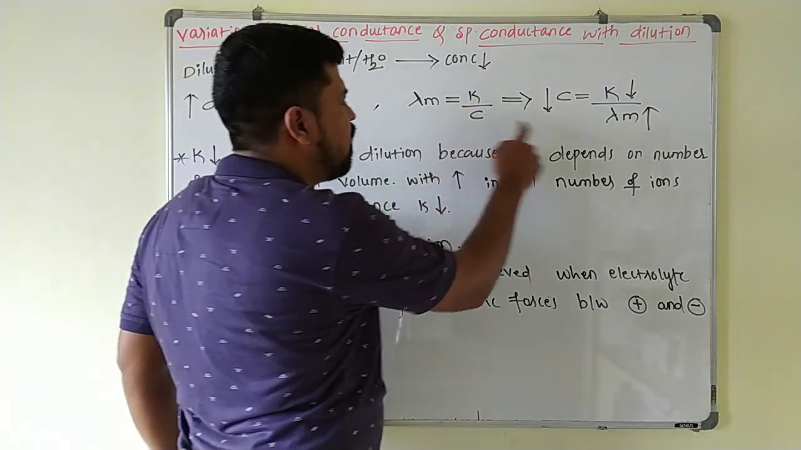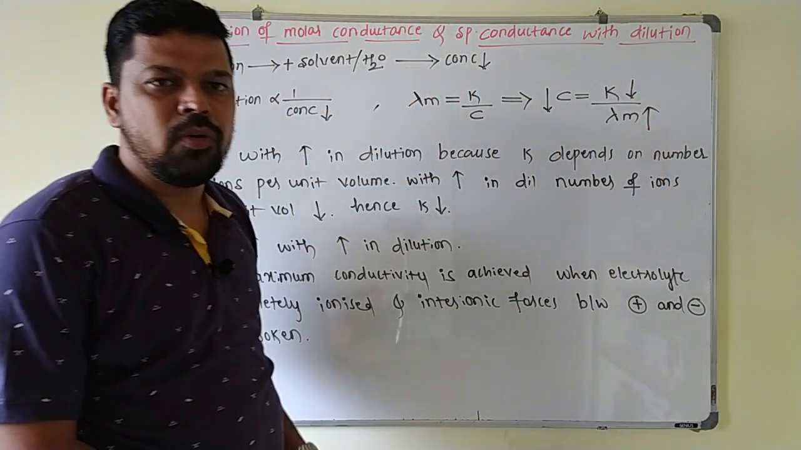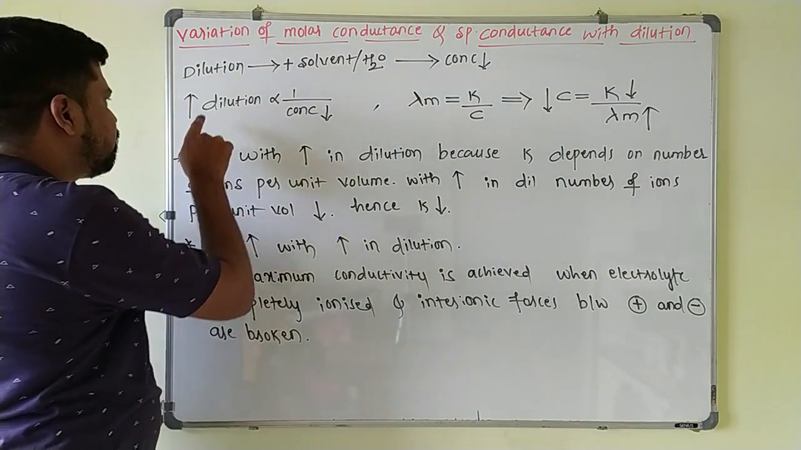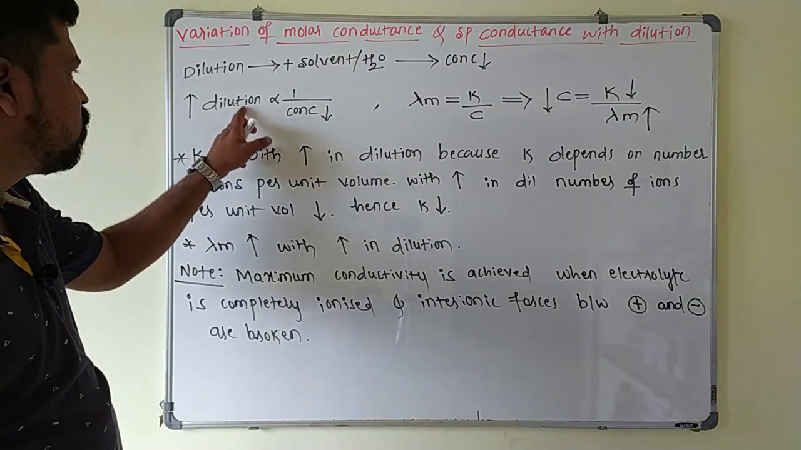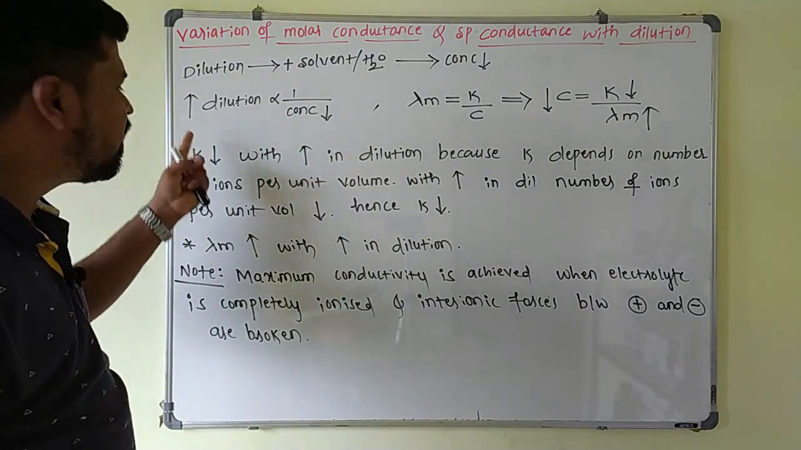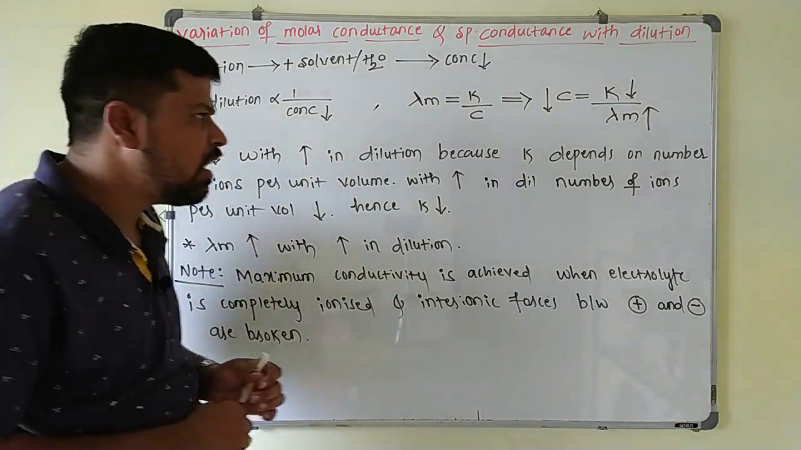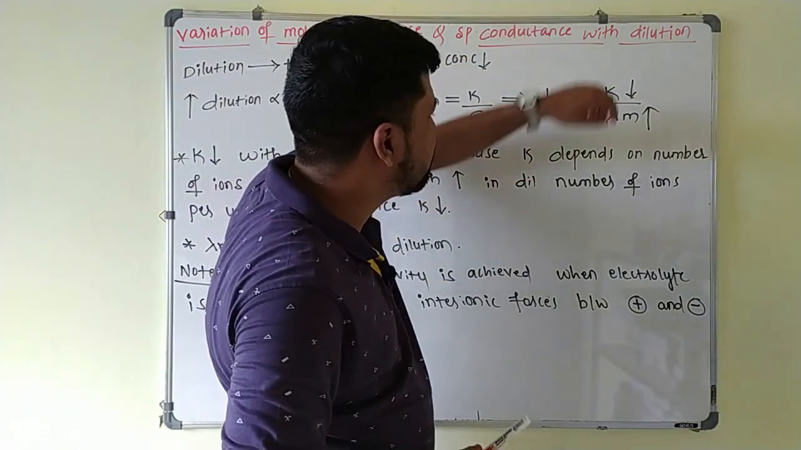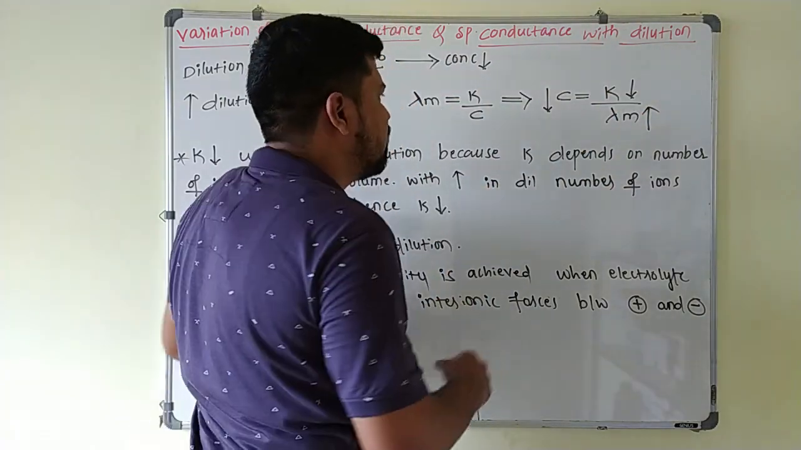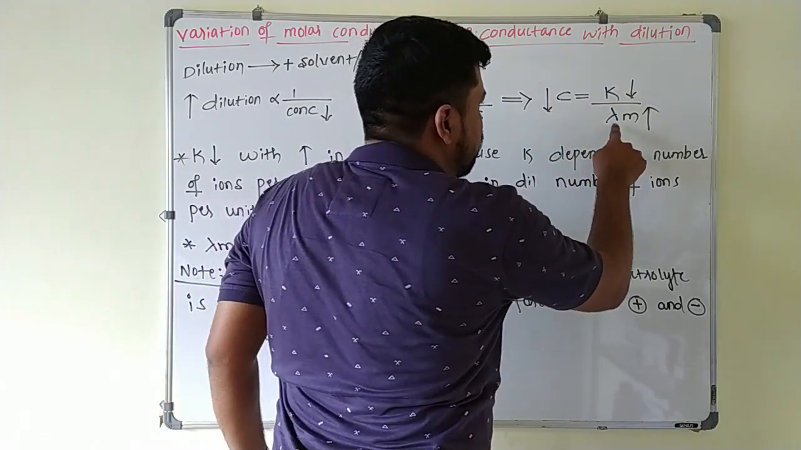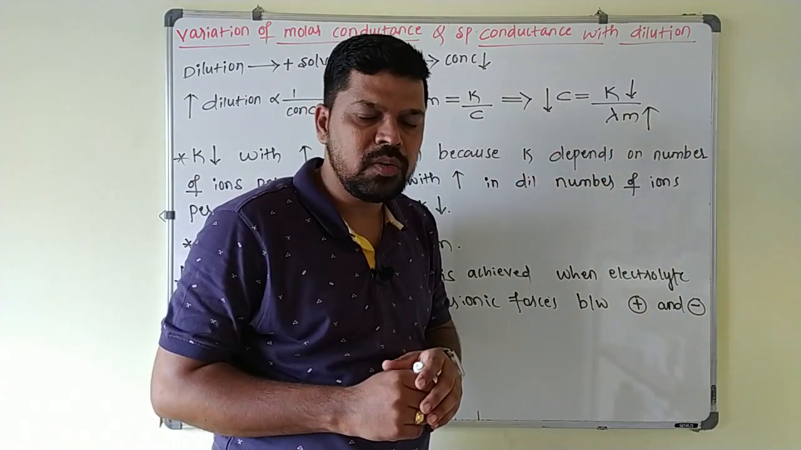If you rearrange this, it can be written as concentration is equal to specific conductance divided by molar conductance. Already we know that for dilution, concentration decreases. These two are inversely proportional to each other. As the dilution increases, if you add more and more water, the concentration will decrease. If the concentration decreases, specific conductance decreases because these two are directly proportional to each other. Next, if concentration decreases, molar conductance will increase because these two are inversely proportional to each other.